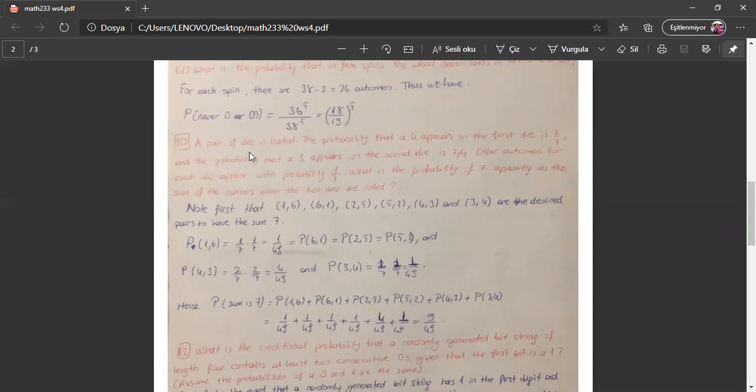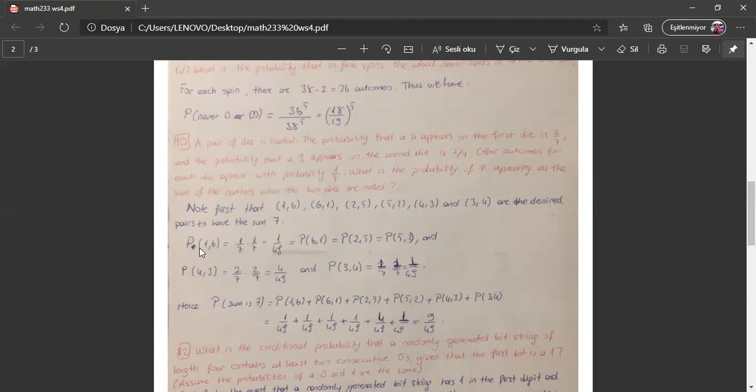We want to load these two dice, and we want the sum to be 7. So we need to have either 1 6, or 6 1, or 2 5, or 5 2, or 4 3, or 3 4. So we need to compute each one's probability, then we will add them.